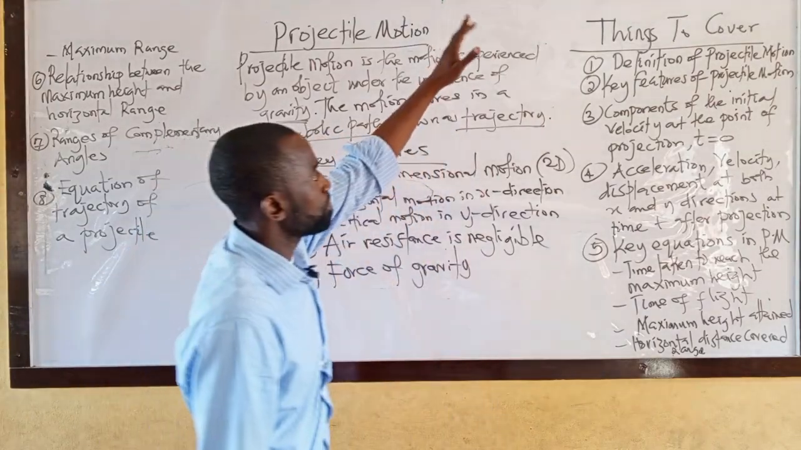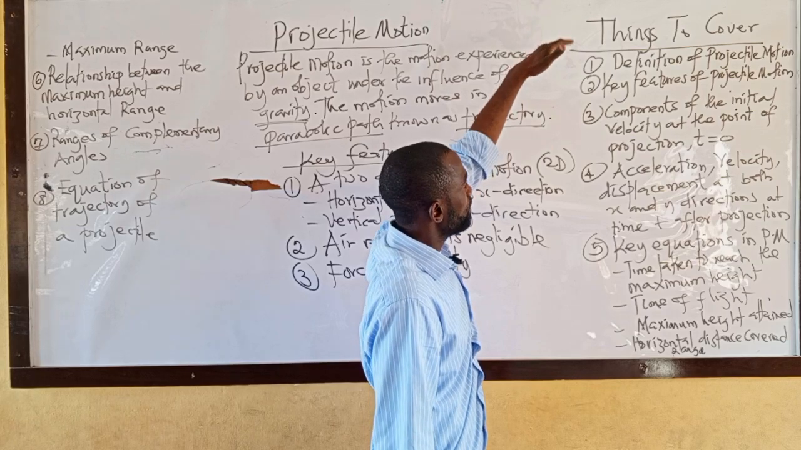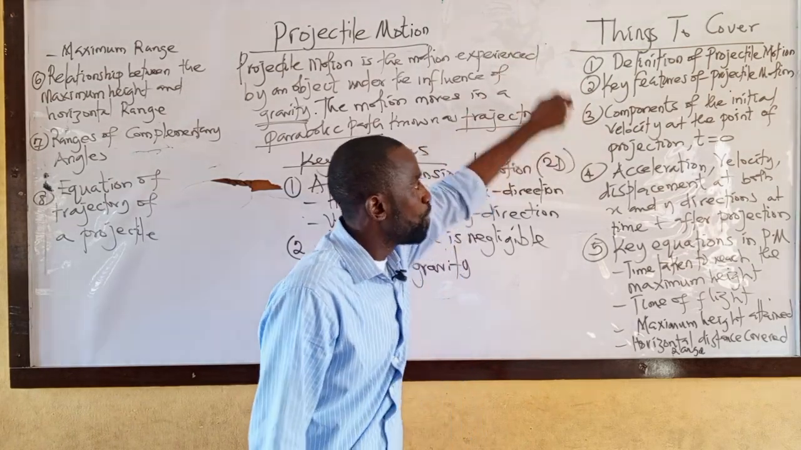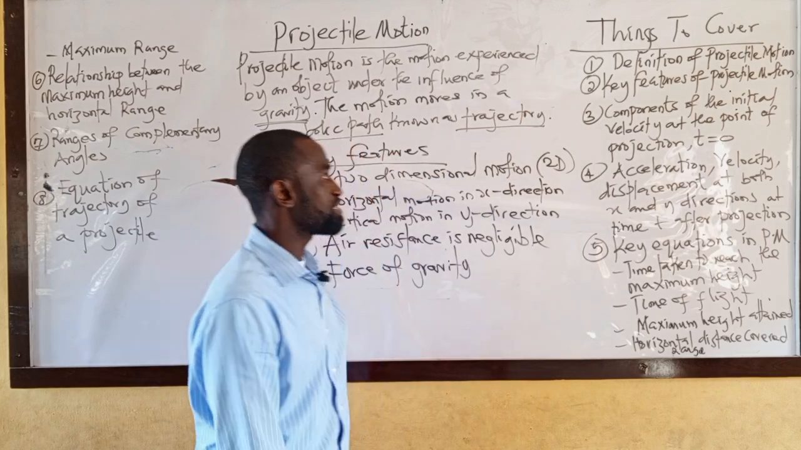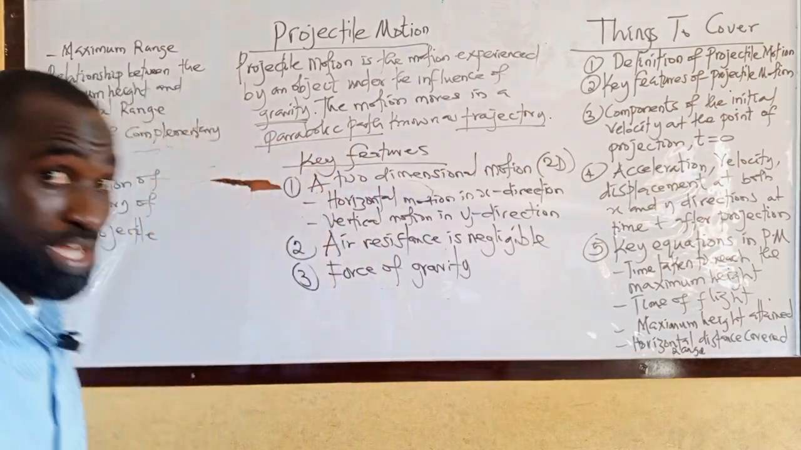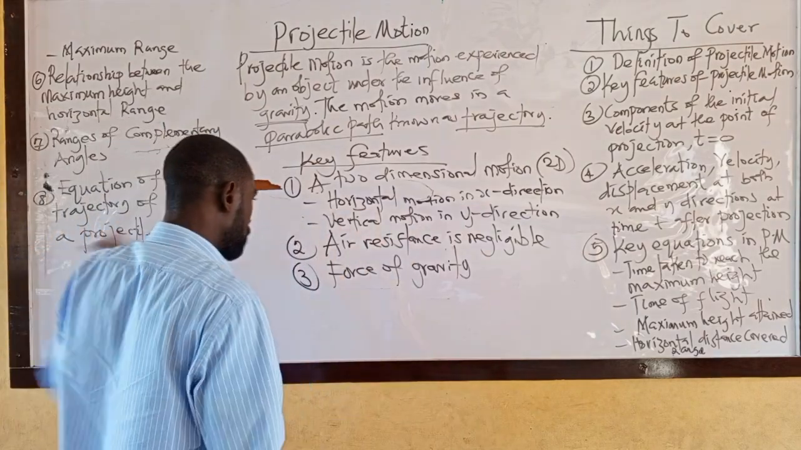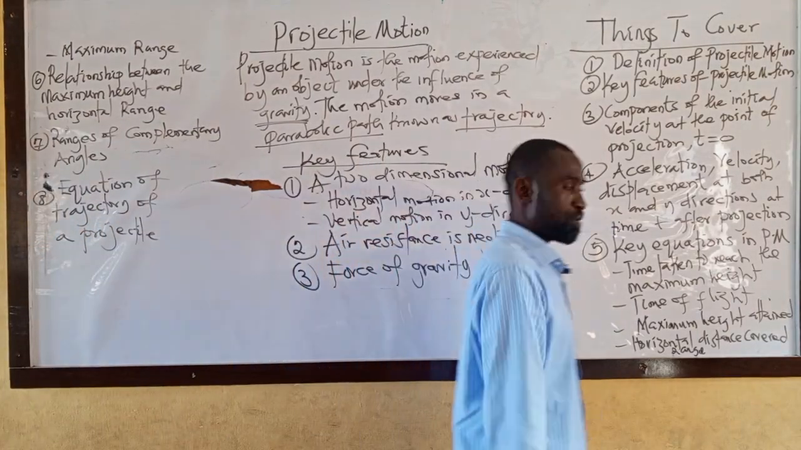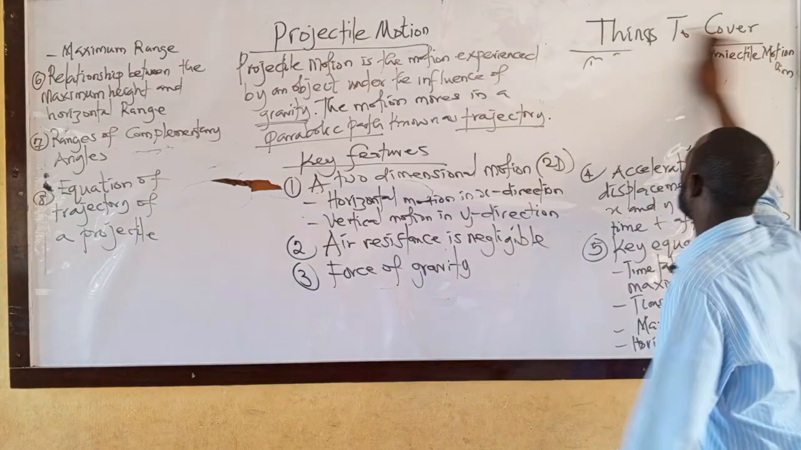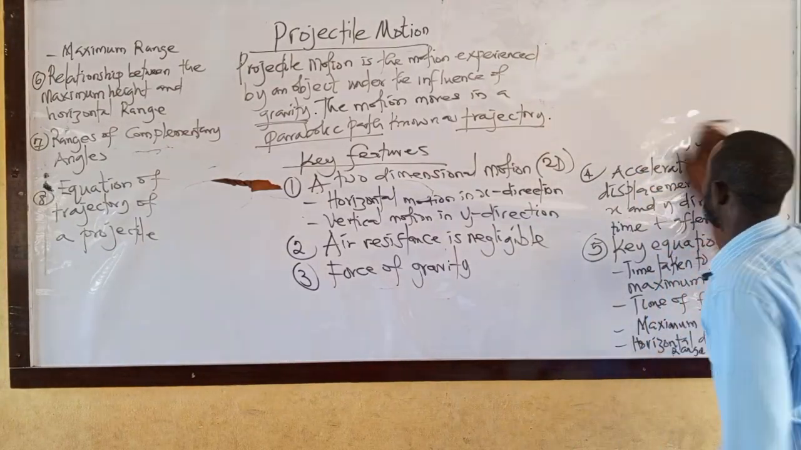So this one is gone. Key feature is gone. The next one is components of the initial velocity at the point of projection. This is where the work starts. So pause the video and write all these down, because I want to write them up.